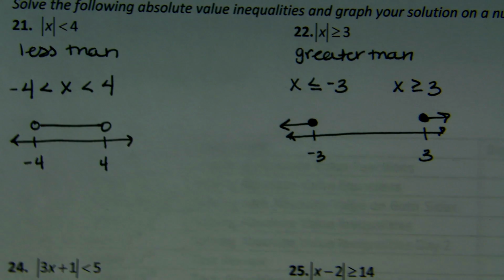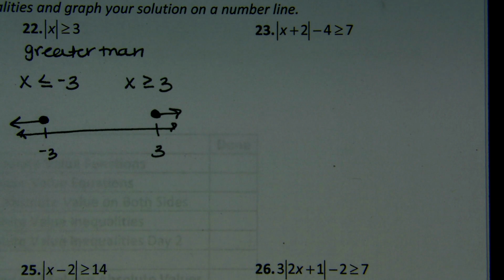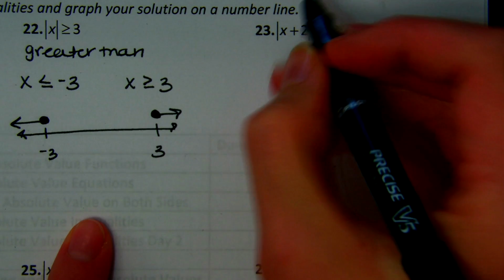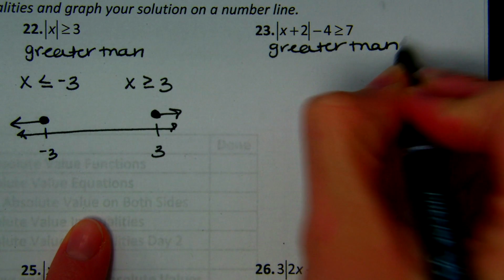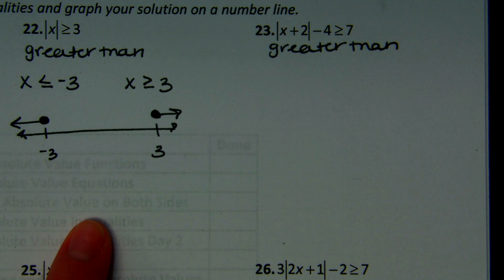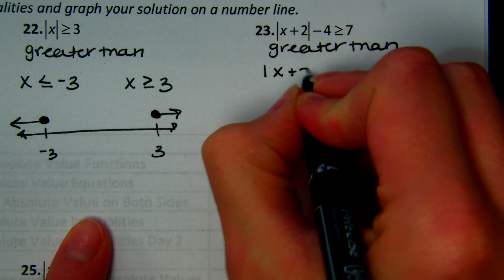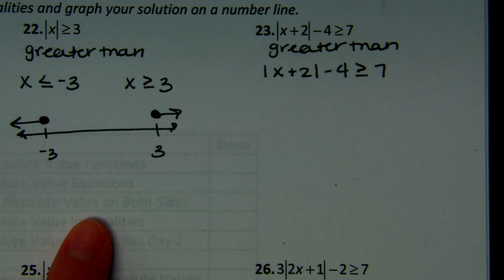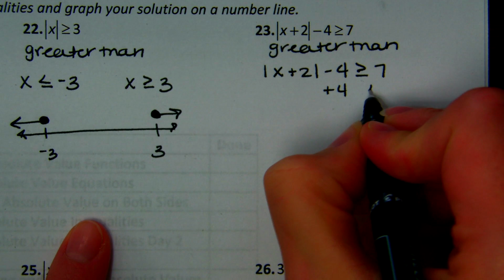All right, let's look at number 23. This one is a little more complicated, but it is a greater than, which means I'm going to solve it the same way I did this one. But the first thing I need to do is make sure the absolute value is alone. So I've got the absolute value of x + 2, -4 is greater than or equal to 7. I need to get that absolute value alone, and so I do that by moving the 4. So I'm going to add 4 to both sides.